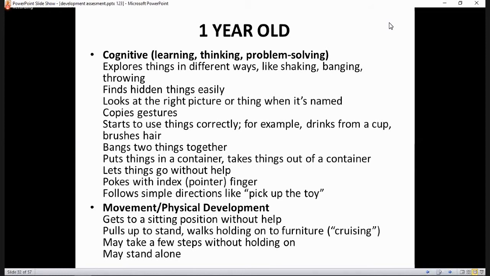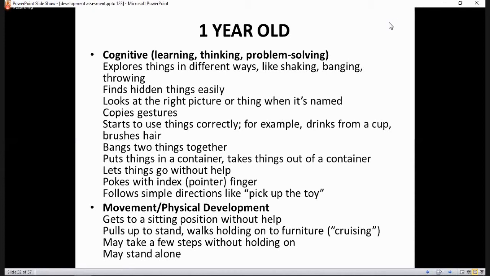In cognition, explore things in different ways, like shaking, banging, and throwing. They find hidden things easily. Usually go to things that should not be used, like the switchboards. Look at the right picture when it is named. They can copy gestures also.